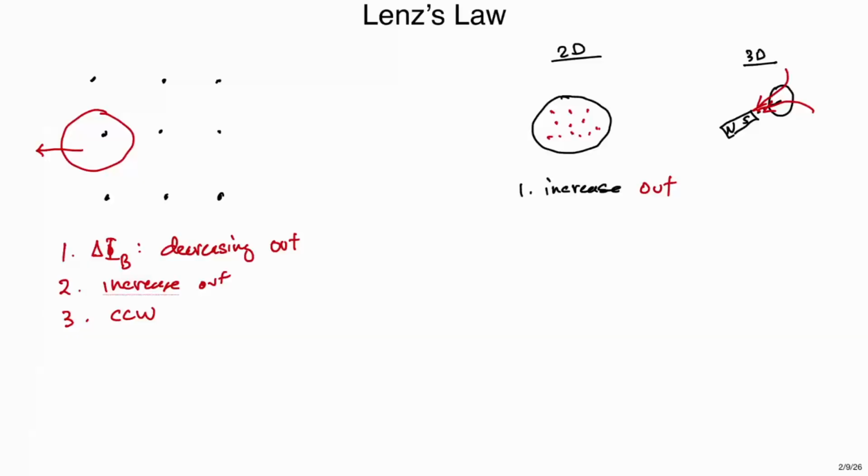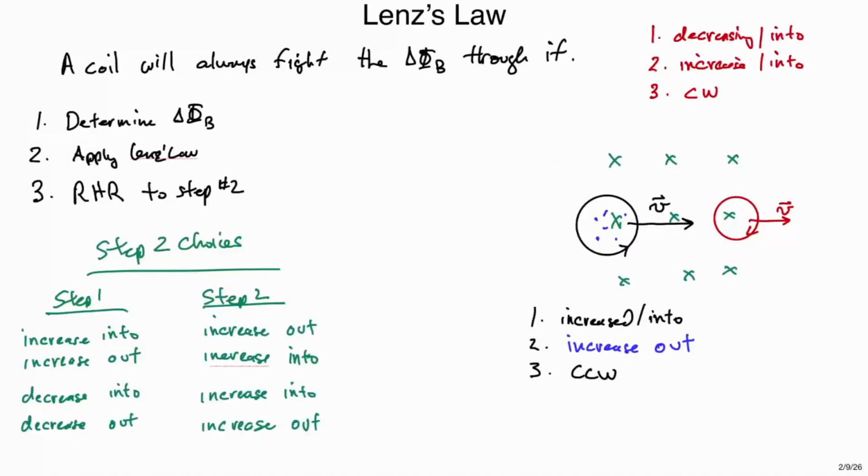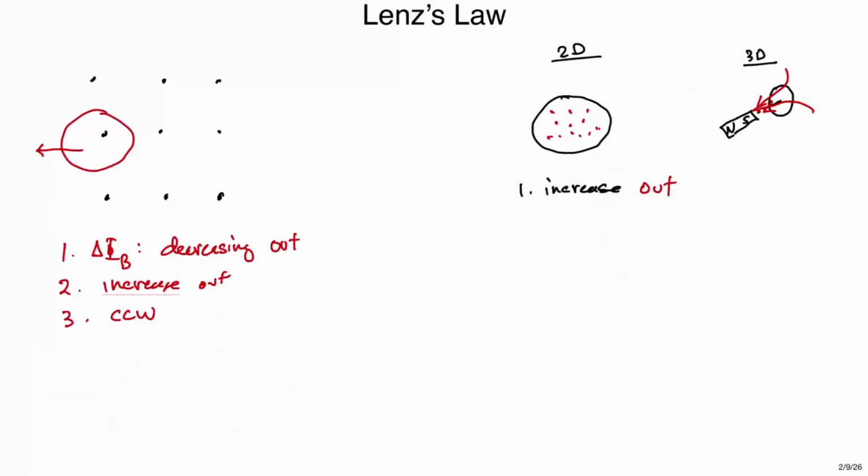Okay. Second step should be easy now. Now that we got our table, we got increase out. Increase out is fought by an increase in. So for the third step, right hand rule. Okay. So this is now going to be pointing into the screen, and it wraps around clockwise, doesn't it?